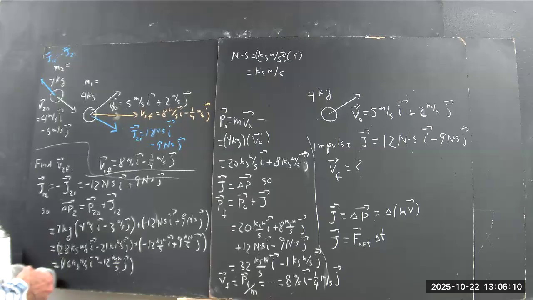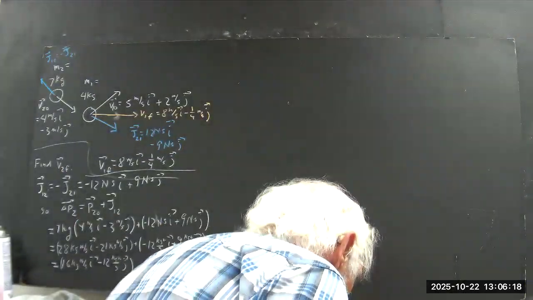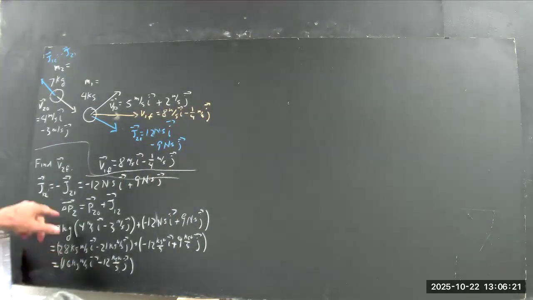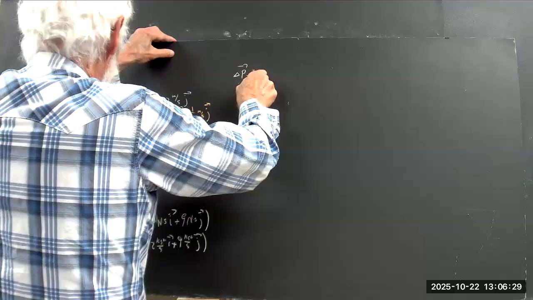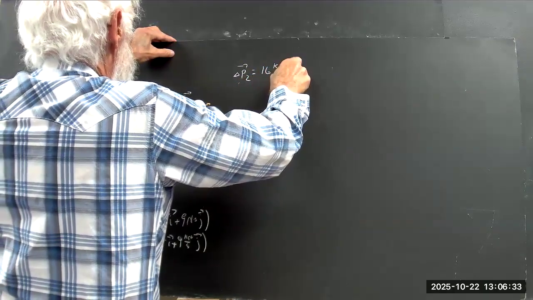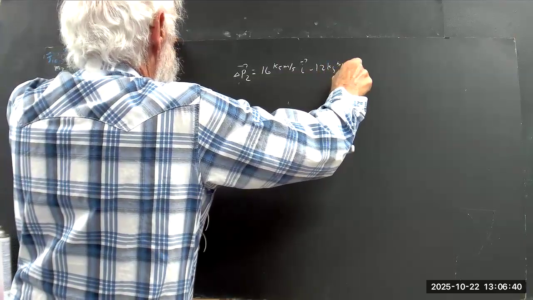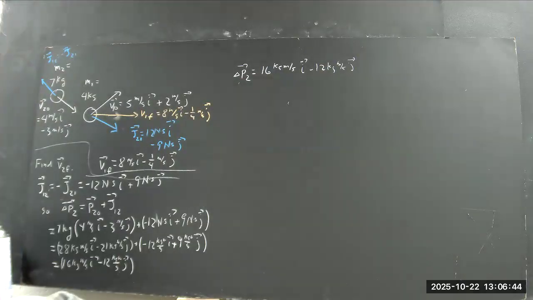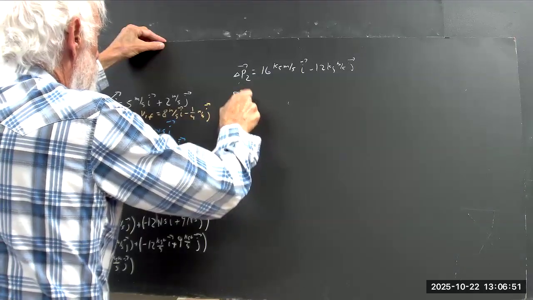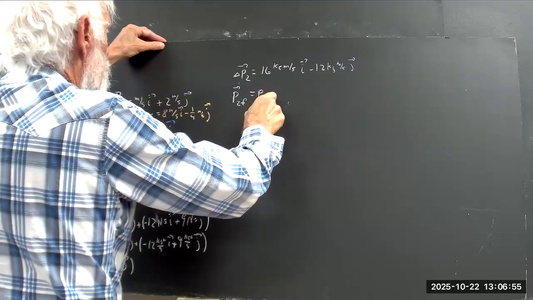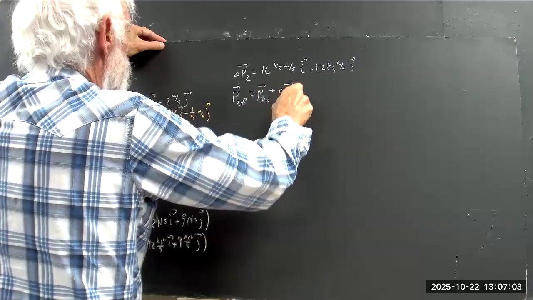We're going to need more board space. Okay, so I've got my delta P2, again, equals 16 kilogram meters per second I minus 12 kilogram meters per second times J. This means P2F is P2 naught plus delta P.